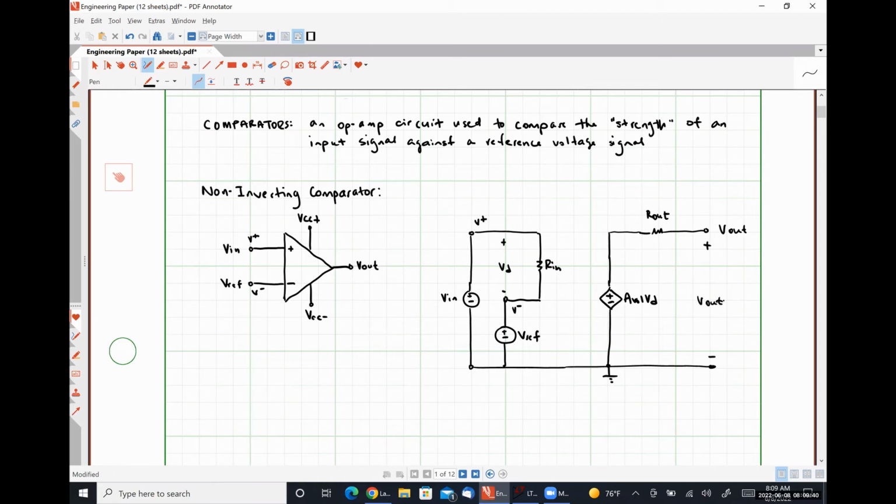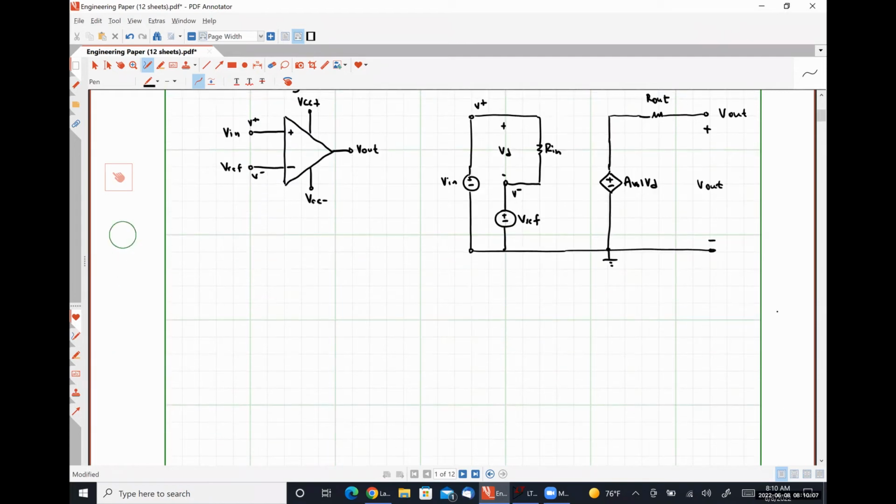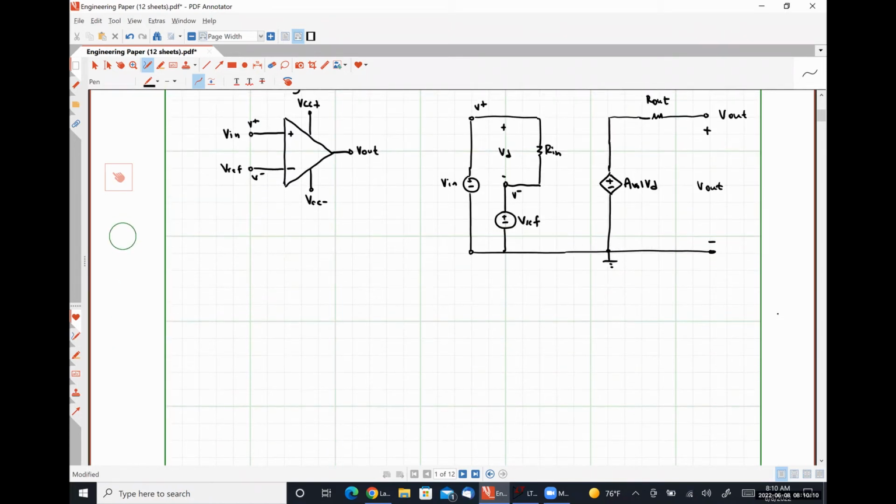So what I want us to do is spend a couple of minutes here and develop the input-output relationship for this non-inverting comparator. And we are going to do that by simply plotting the output voltage for a few values of the input voltage and observing what happens. So I'm going to make my plot over here. Actually, the first thing that I'm going to do is characterize this circuit.